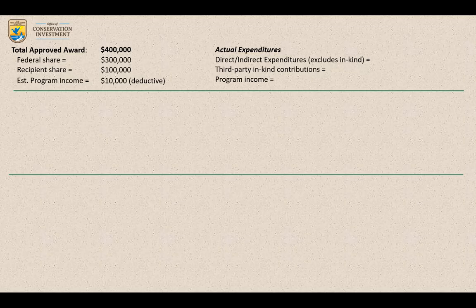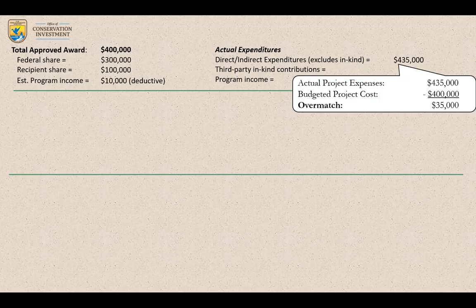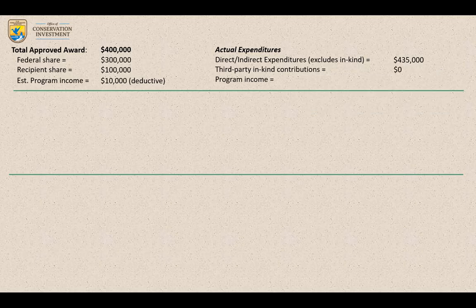Upon completion of the project, the recipient is charged a total of $435,000 in direct and indirect project-related costs to the award. This means that the cost of completing the project was higher than the $400,000 that the recipient budgeted for. These additional costs should be included in the recipient's cost share as overmatch. There were no third-party in-kind contributions applied to the award. Additionally, $10,000 in program income was earned during the award period of performance.